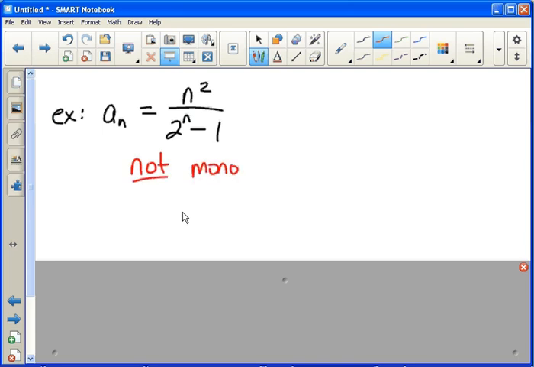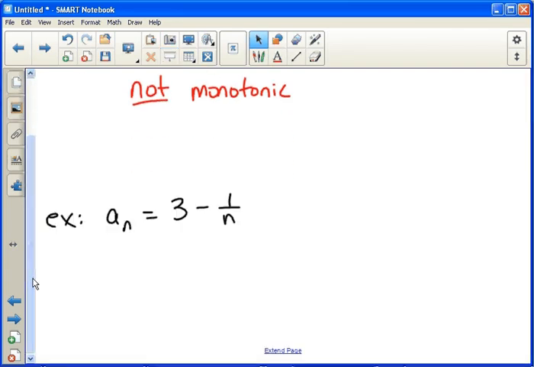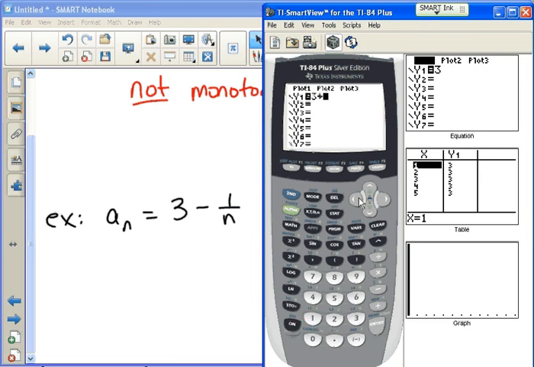One last example. 3 minus 1 over n. So let's start by just looking at the first few. 3 minus 1 over n. We go to the table. And initially, it does appear that it's going to work. It appears to be non-decreasing because it's always increasing, so that means non-decreasing. So we can test this to see if it's true for every point by doing the inequality.